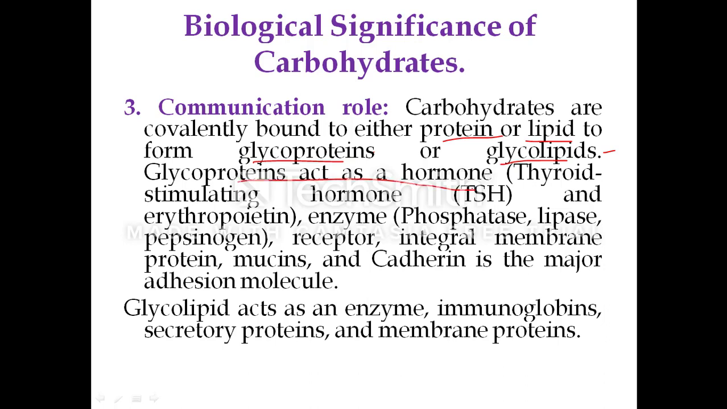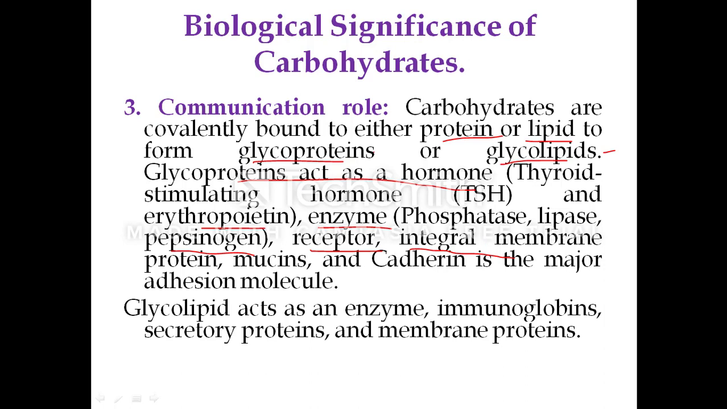Glycoproteins act as hormones, for example TSH, thyroid stimulating hormone, and erythropoietin, and as enzymes, such as phosphatase, lipases, pepsinogen, etc. They play an important role. And receptors are made up of glycoproteins or are complexed with lipid, or are integral membrane proteins. We know in the structure of the plasma membrane, you will be learning the structure and function of each organelle in the third semester.